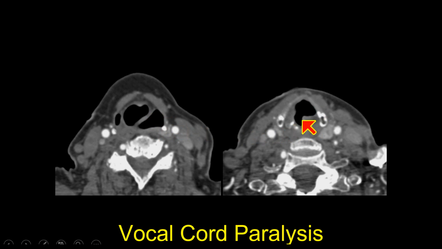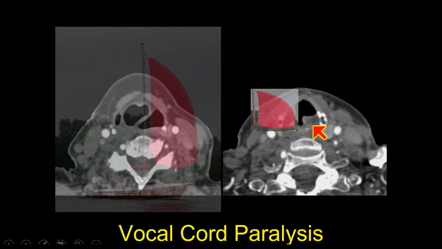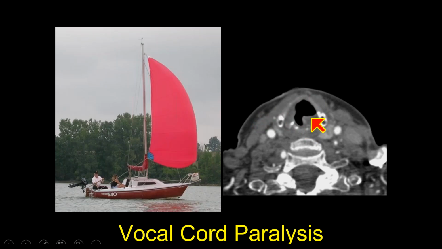So we can think about this little sail shape right here. Here's the sail of a spinnaker sail. That is the shape that we see of the airway, a very dark black spinnaker sail. That's the primary sign of a cord paralysis.